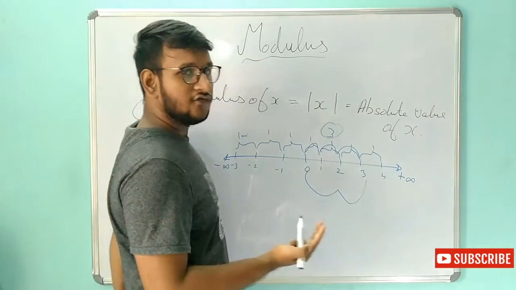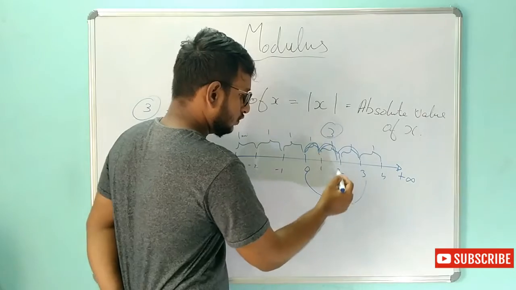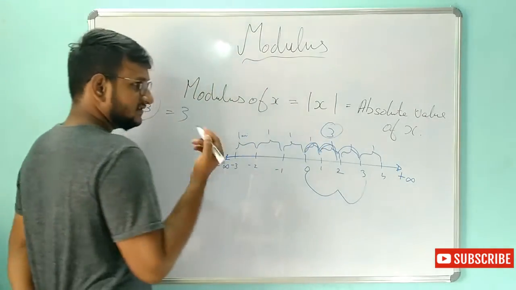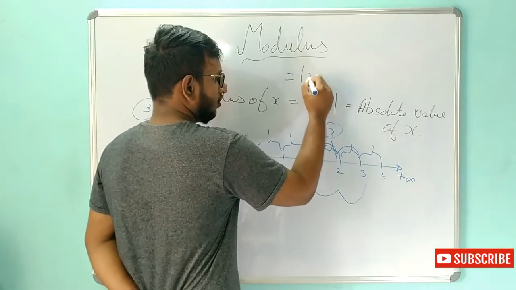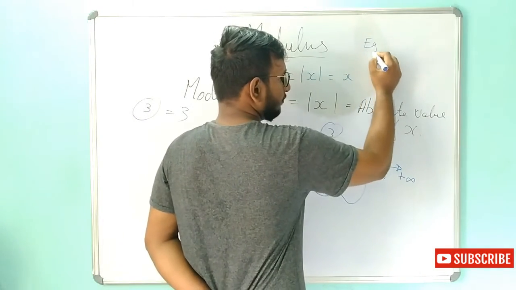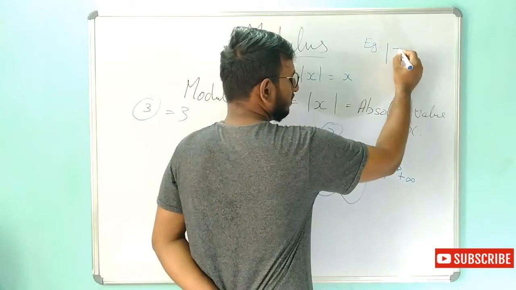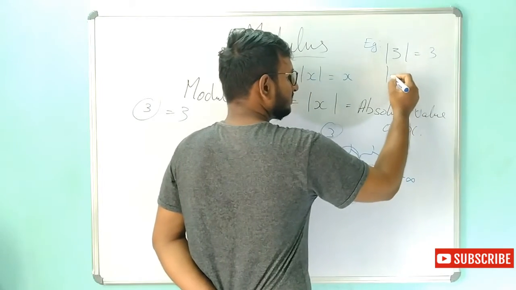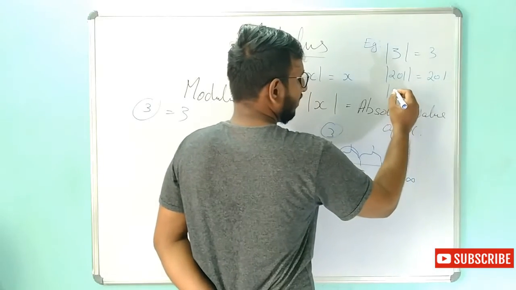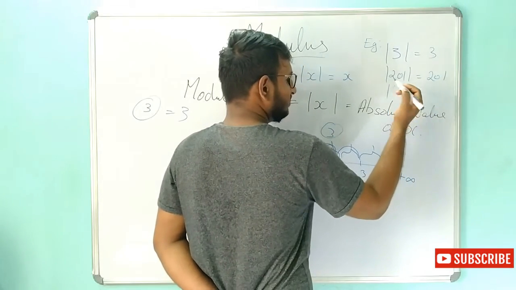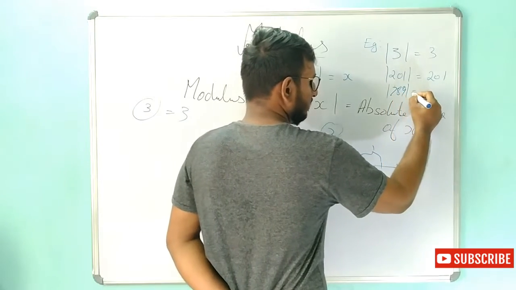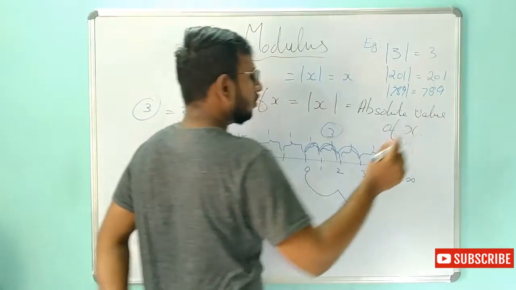What is the absolute value of 2? We have to jump 2 times: 1, 2. So the absolute value of 2 is 2. So if someone asks what is modulus of x, it is x itself. For example, modulus of 3 is 3. Modulus of 201 is 201. For any number, like a 3 digit or 7 digit number, it is the same number, like 789 is 789. So this is the modulus concept.